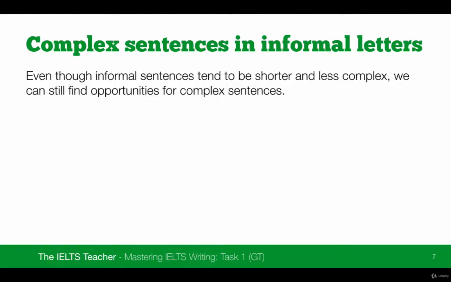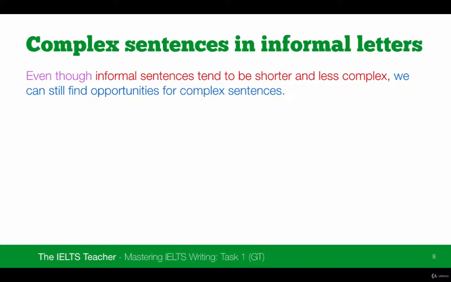Now, even though informal sentences tend to be a bit shorter and less complex than formal sentences, we can still find plenty of opportunities for including complex sentences. Hopefully you noticed something about this sentence in particular. It's a complex sentence. Even though, subordinating conjunction, informal sentences tend to be shorter and less complex, both of those elements together create a dependent clause, we can still find opportunities for complex sentences, independent clause.